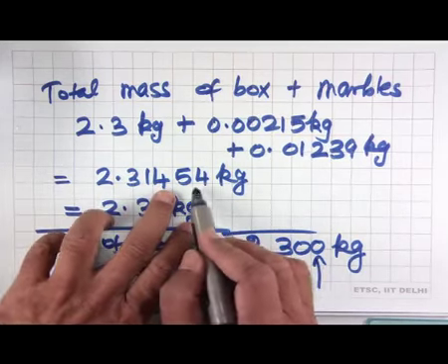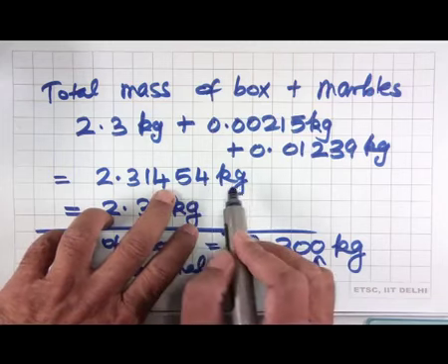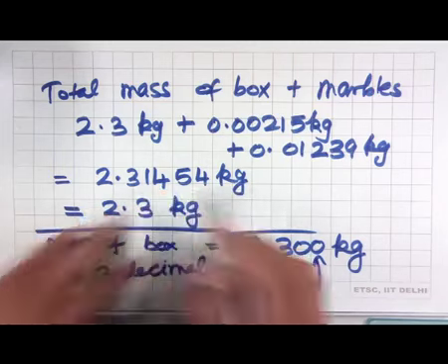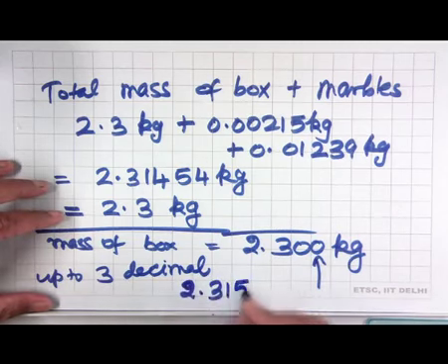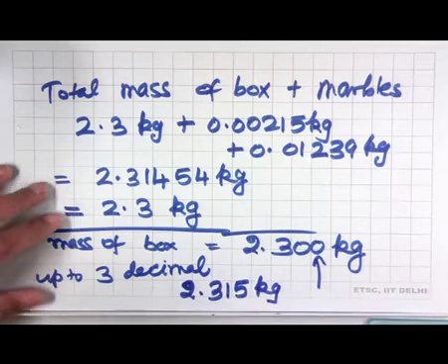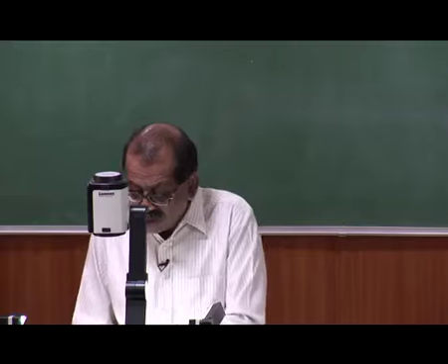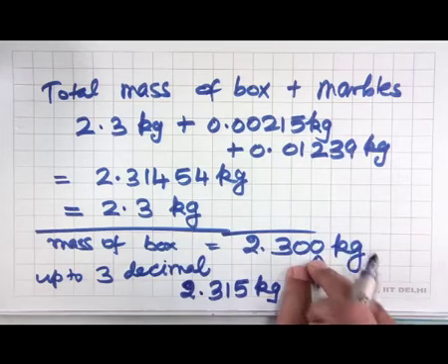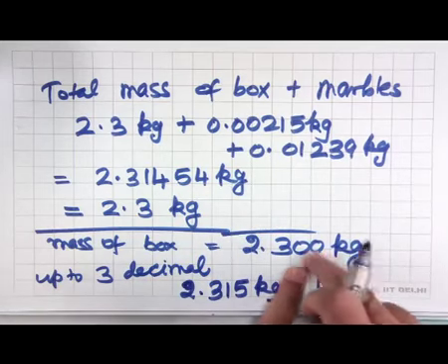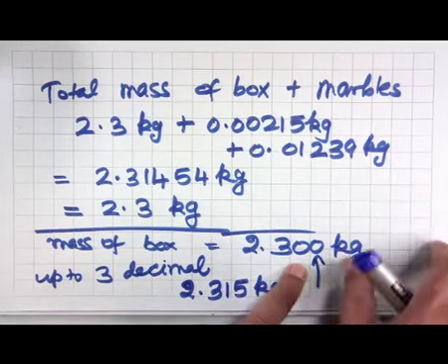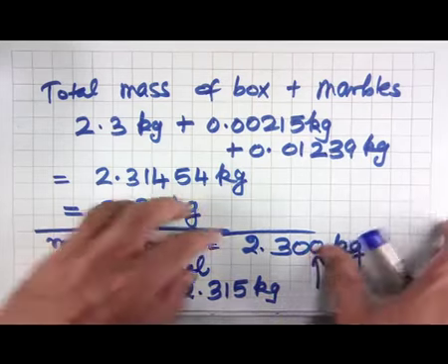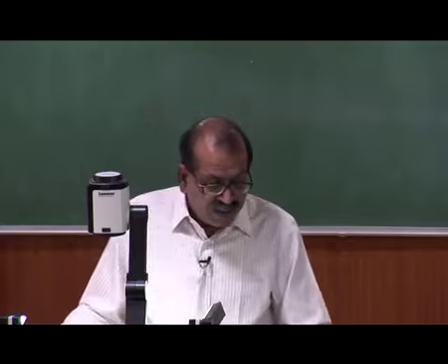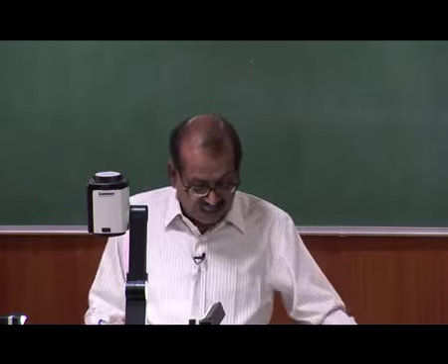Now, the next digit is 5 followed by a 4. So, when we round it up, this will become equal to 2.315 kg. So, this is how the answer will change if the original data which is given to us becomes 2.300 instead of 2.3. And this is the type of care one has to take when we do things in error analysis.